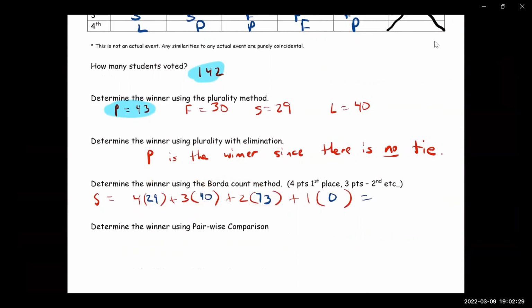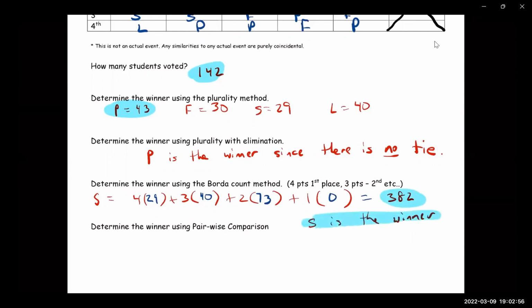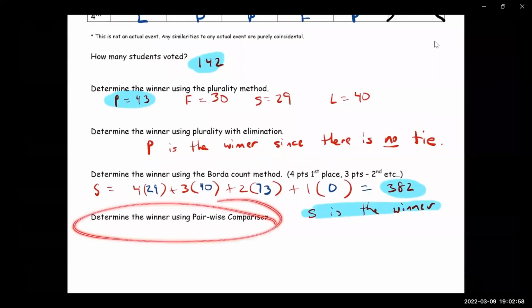I can do that real fast too. So 4 times 29 plus 3 times 40 plus 2 times 73 is equal to 382. Okay, 382, and that was the highest score, right? Everybody else was under that. Some of them were just barely under it, but the rest of them were under that. Okay, perfect. And this next one, I think, is the one that probably takes the longest, isn't it?